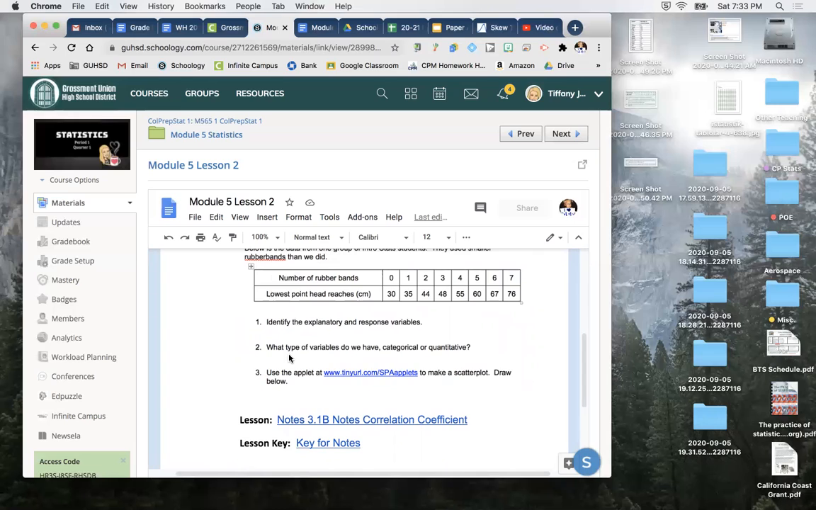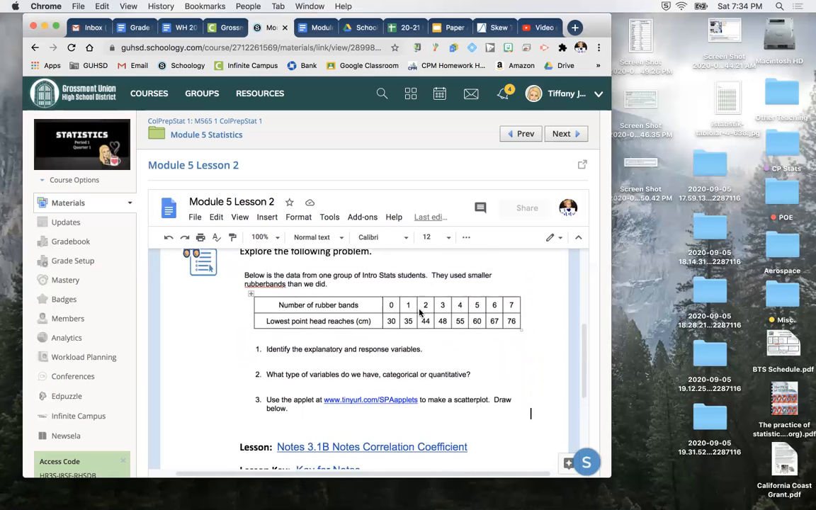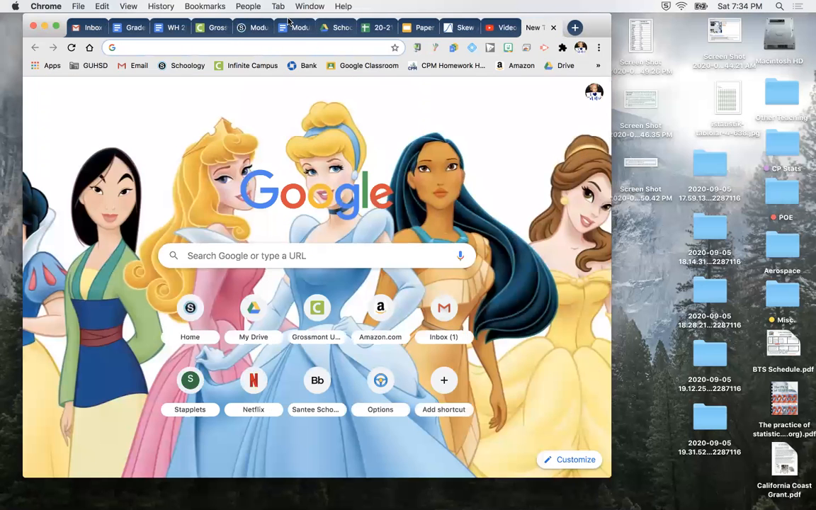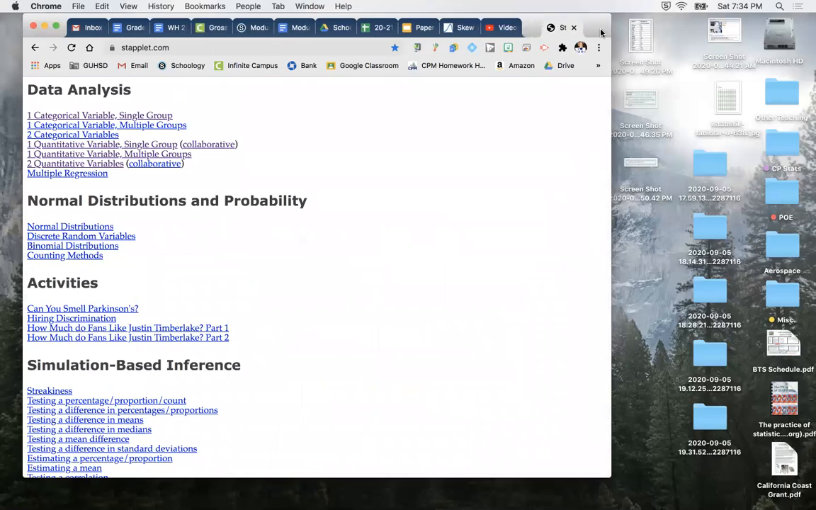It says here, what type of variables do we have, categorical or quantitative? These are clearly both quantitative. Anything in this unit has to be quantitative data because of the way that we're putting this into the calculator. And now here's the heart of the problem. We're going to use this applet in order to make a scatter plot, and I'm going to show you some other features of that really awesome applet. So I'm going to go to the one that we use typically, Statplet.com, and I'm going to show you that one.